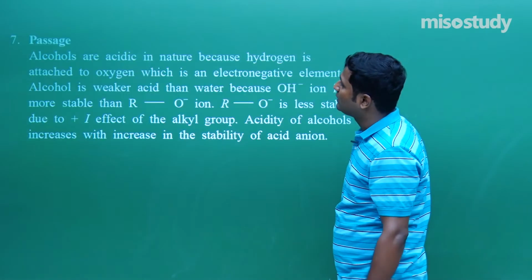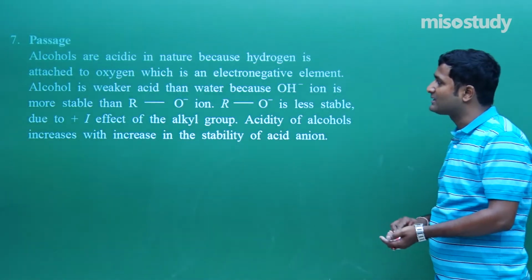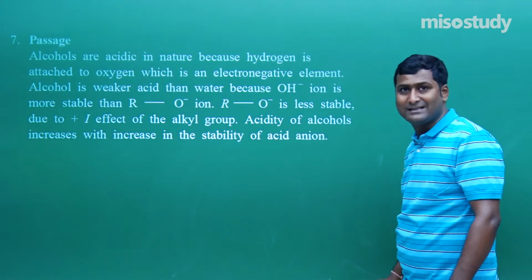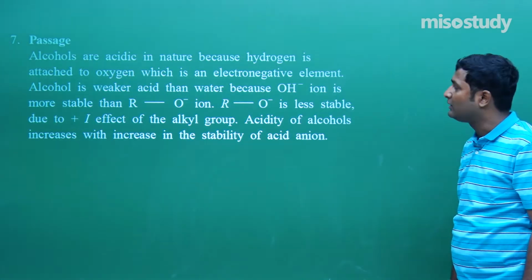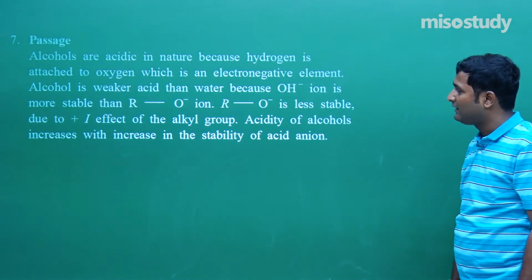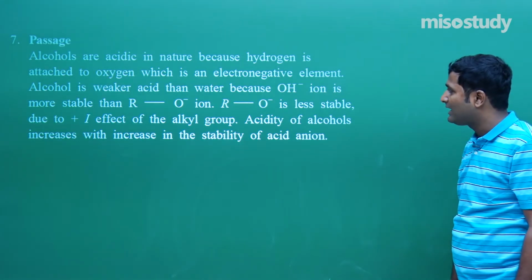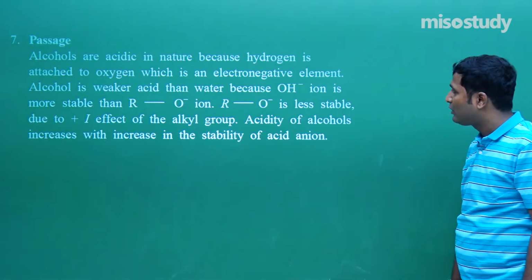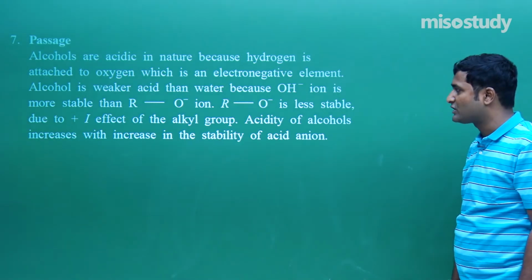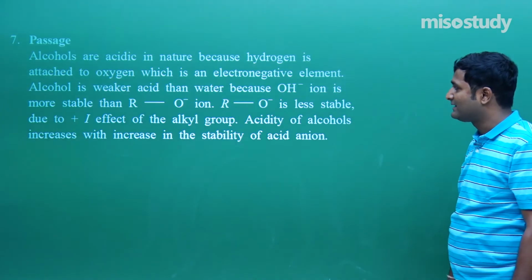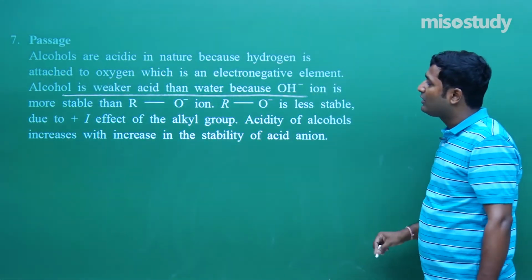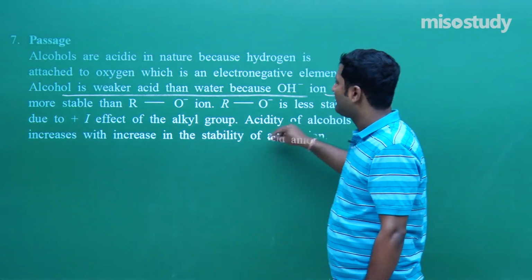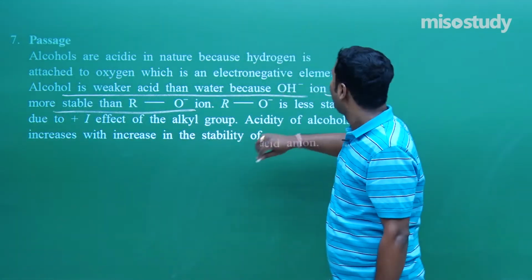Now let's move to question number 7. Read the passage carefully. Alcohols are acidic in nature. Yes, because hydrogen is attached to oxygen, which is an electronegative element. Yes, alcohol is a weaker acid than water, because OH minus ion is more stable than RO minus ion. Okay, alcohol is a weaker acid than water. Read the question carefully. Alcohol is a weaker acid than water because OH minus ion is more stable than RO minus ion.